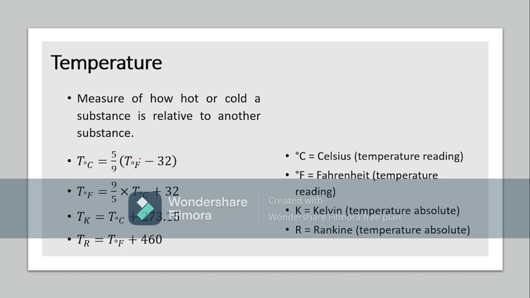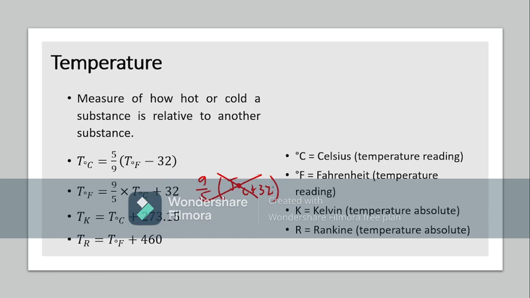5/9 times the temperature in degrees Fahrenheit minus 32, quantity. Okay? Then, if we want to convert degrees Celsius to degrees Fahrenheit, 9/5 times degrees Celsius plus 32. Hindi ganito kasi kadalasan ito yung nakikita nating mali. 9/5, then quantity degrees C plus 32. Hindi po to. This is wrong. So, this is the correct one.